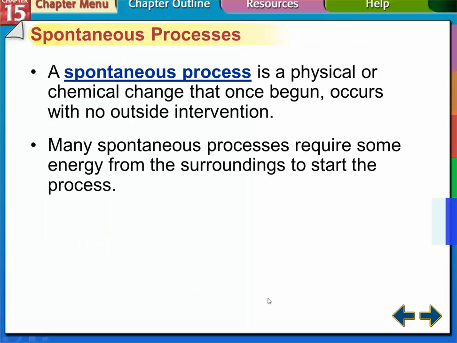Okay, so this is the definition: a spontaneous process is a physical or chemical change that, once begun, occurs without outside intervention. Many spontaneous processes require some energy from the surroundings to start the process. That's like if you wanted to light a piece of paper on fire, right? You'd have to put some friction on the match to get that started, and then use the flame from the match to get the paper on fire. But once you start the fire on the piece of paper, it's going to continue until it runs out of paper or runs out of oxygen or something happens, right? It's not going to require any more input from you to keep going. That's a spontaneous process.